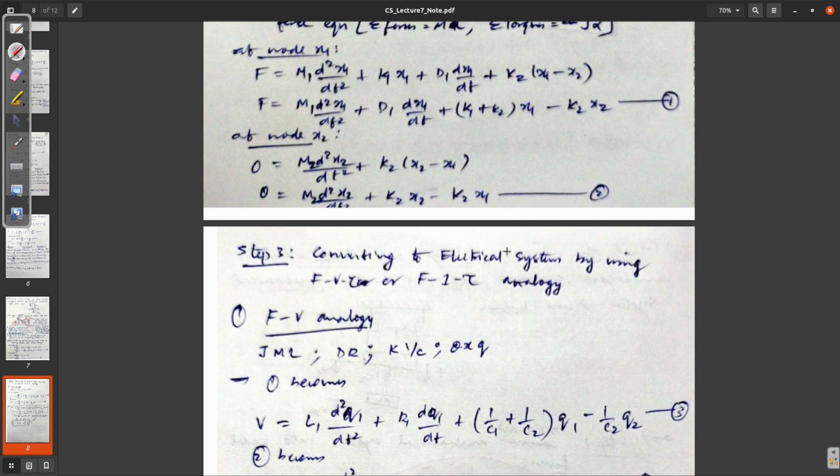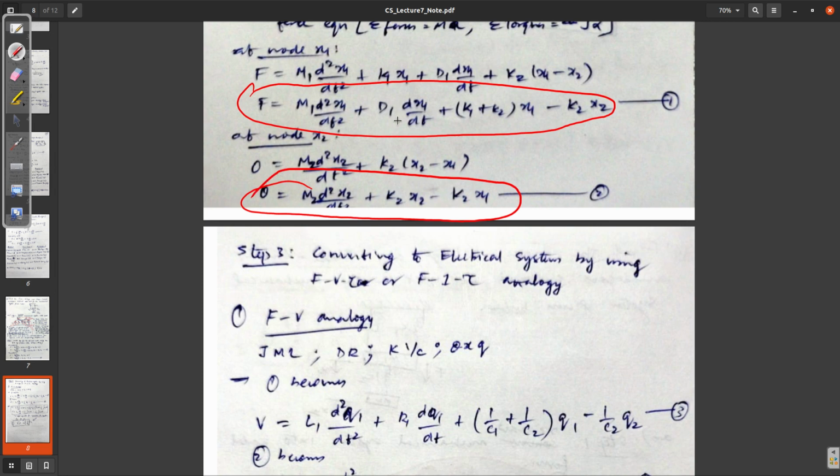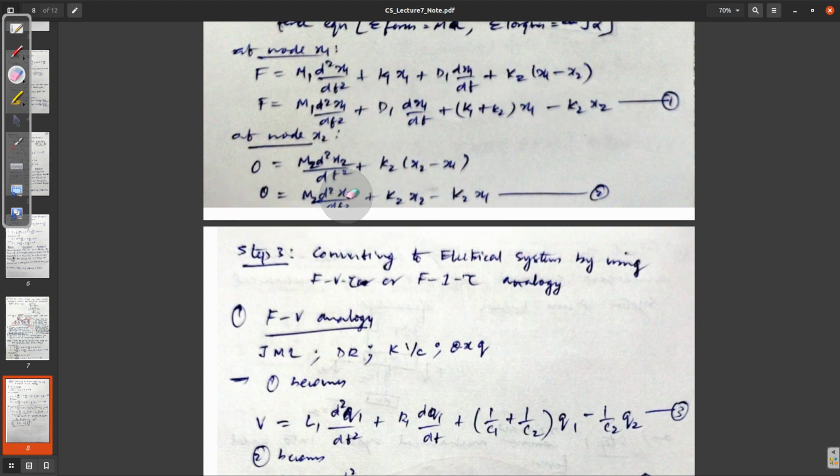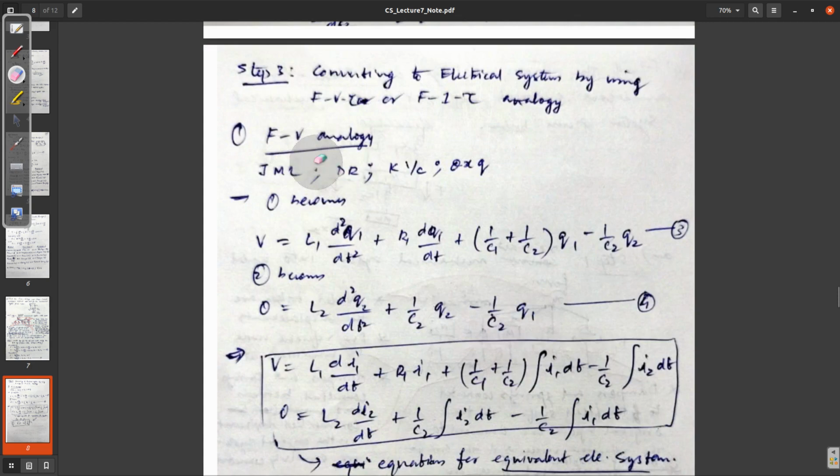Now you have to convert it into the electrical system. These two equations are your base. It is using these equations that you convert them into analogous electrical systems, and that depends first of all on these equations and what kind of analogy you are taking. So first let's take the force-voltage analogy.